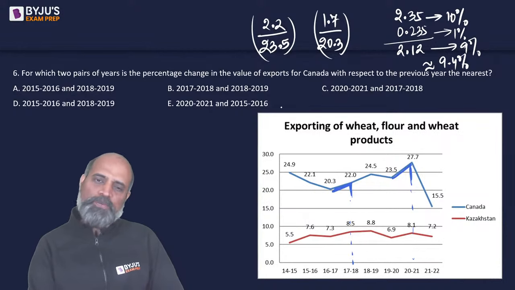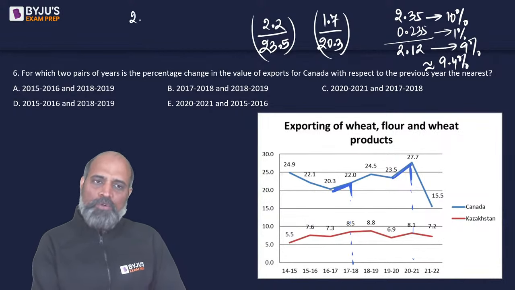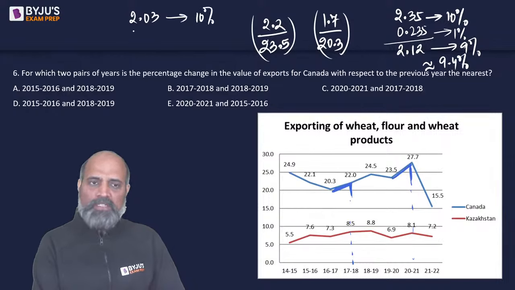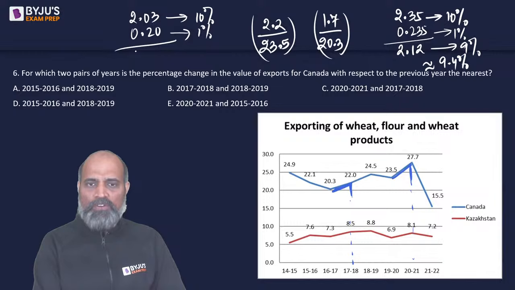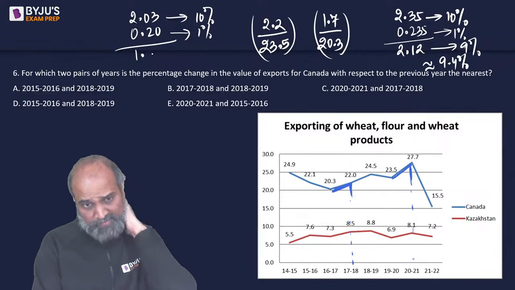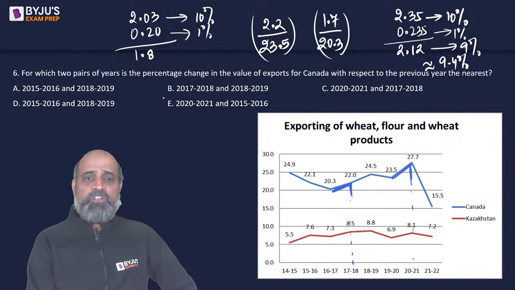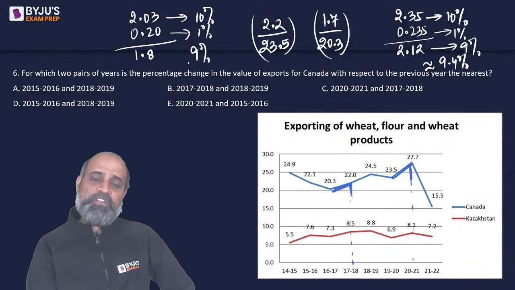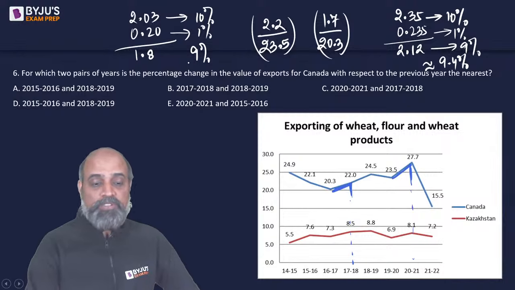What about the next one? 2.03 is going to be 10%. If I subtract 0.20, that is 1%, I will be at 1. So this is even less than 9%, while the other one is more than 9%.